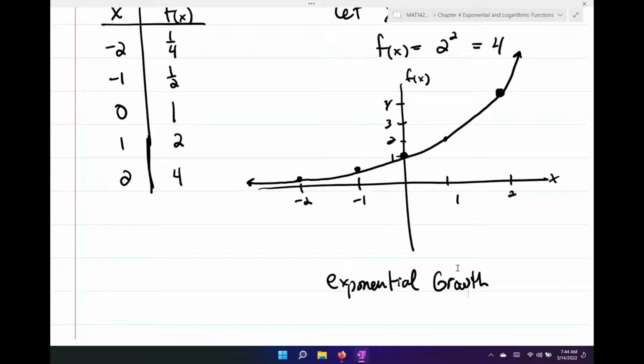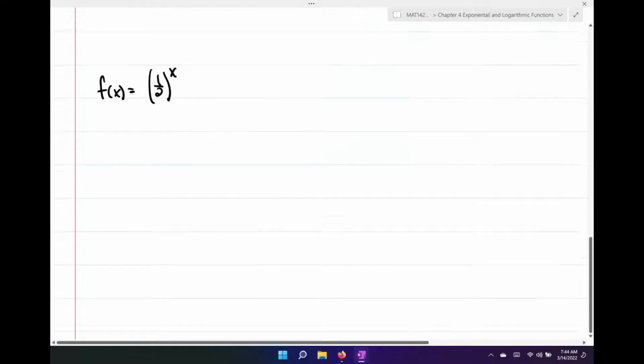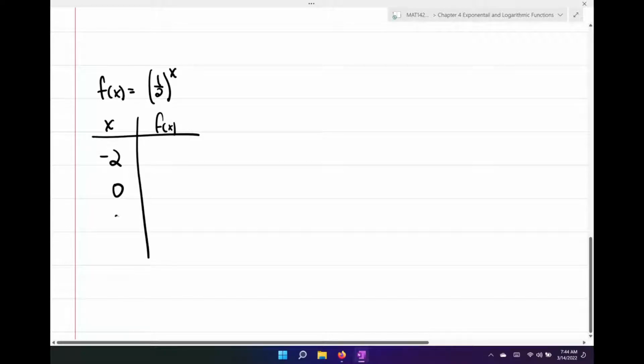Now, on the flip side, f of x equals 1/2 to the x. All right, let's see what happens here. Now, I'm not going to choose as many values here, because I don't need that many just to get the point across. But we're going to let x equal -2. So f of x is going to equal 1/2 to the -2, which is really 2 to the second, which is 4.